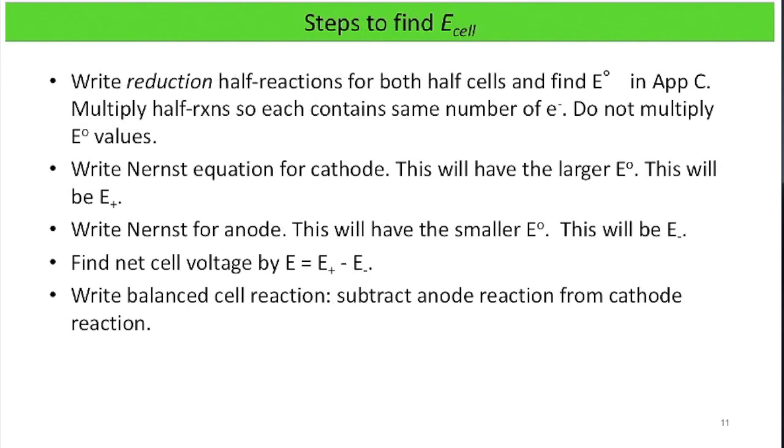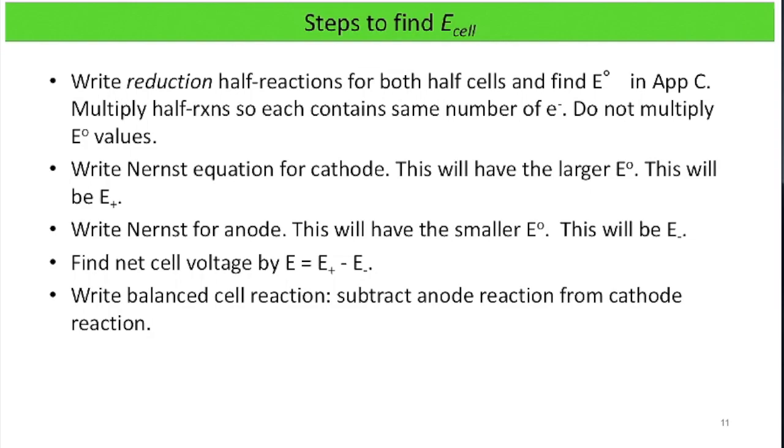So here are some steps to finding the voltage of an electrochemical cell. So the first thing, write the reduction half reactions for both half cells and find the standard reduction potential, or E naught. Okay, use appendix C in your textbook to find these values. Multiply any of the half reactions by a number to make sure that the electrons are the same in both the anode and the cathode reactions, but again, don't multiply the E values by anything.